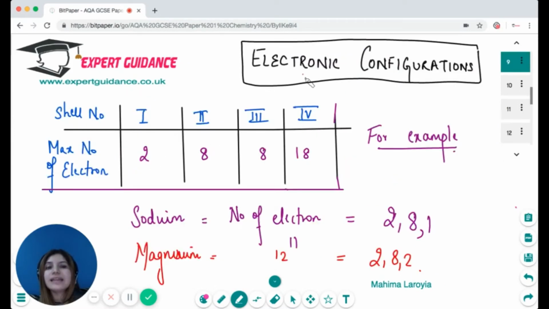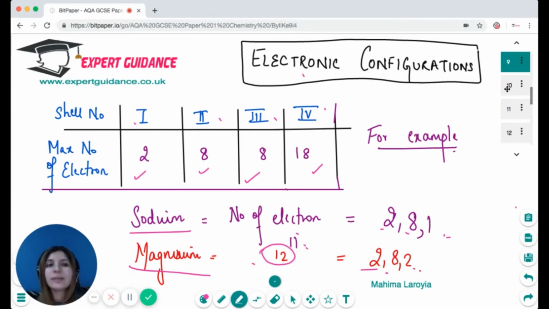Okay. Next is, when we have the electrons, they are filled in specific energy shells. So the first shell can hold a maximum of 2 electrons. The second shell can hold a maximum of 8. Third can hold 8, and fourth can hold 18 electrons. So if we talk about sodium, whose atomic number is 11, then you will fill them as 2 in the first shell, 8 in the second shell, and 1 in the last shell. Similarly, magnesium with the atomic number of 12 means electron number is 12. It will have 2 in the first shell, 8 in the second shell, and 2 in the final shell.